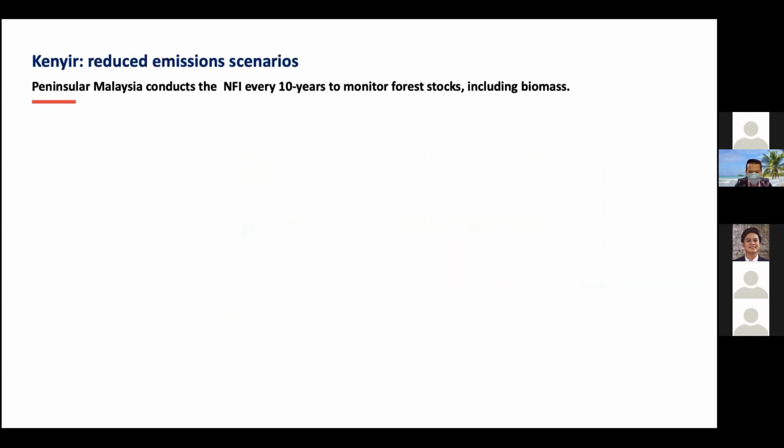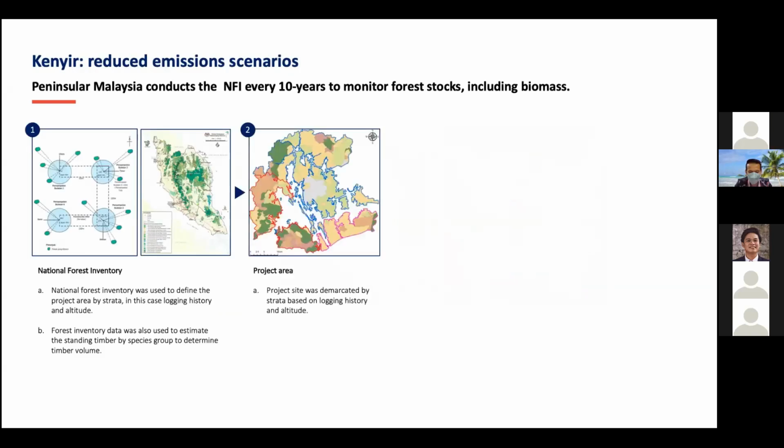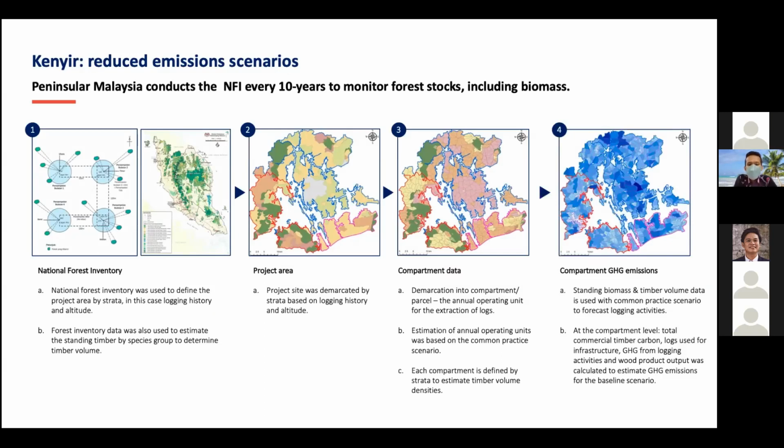Jadi what is the reduced emission scenario for Kenyir? Okay. Jadi we use the NFI data. For the project area, we look at strata data to see what is the logging history, so we can predict what is the standing biomass ataupun biogeosim based on land use history. Look at compartment data. This is to predict how much will be logged over 30 years. So they don't log everything in 1 year, kan. It's all done in compartments based on the annual cut limit. And based on this, we can calculate the compartment GHG emission.